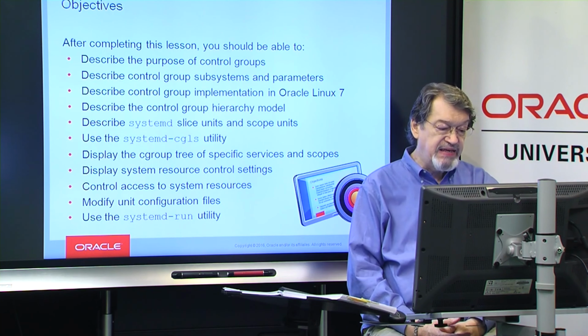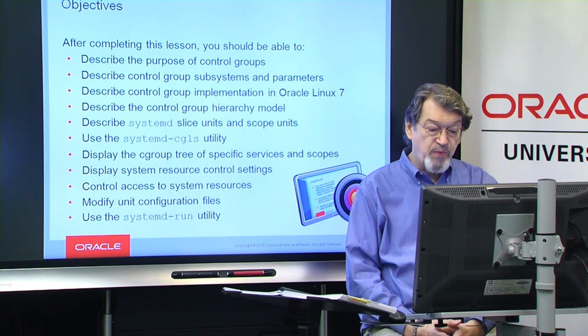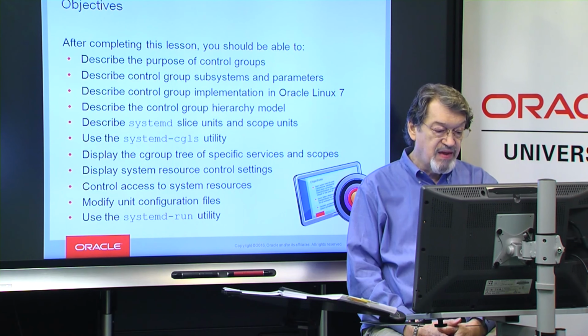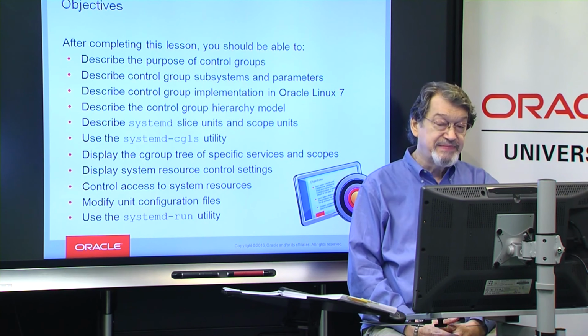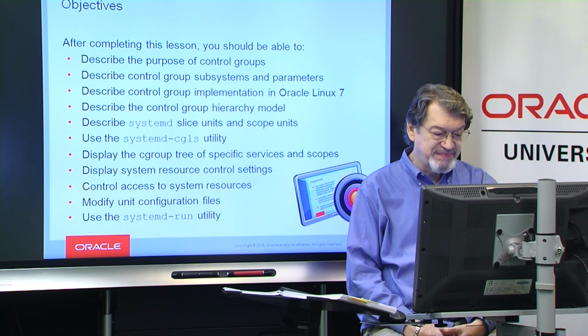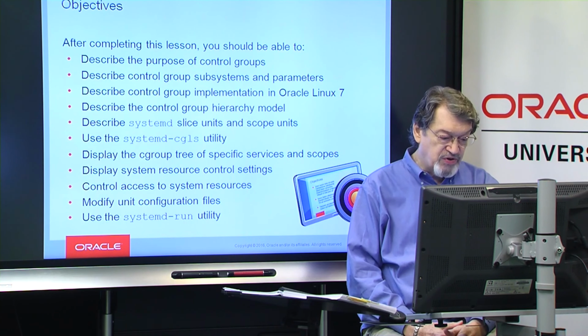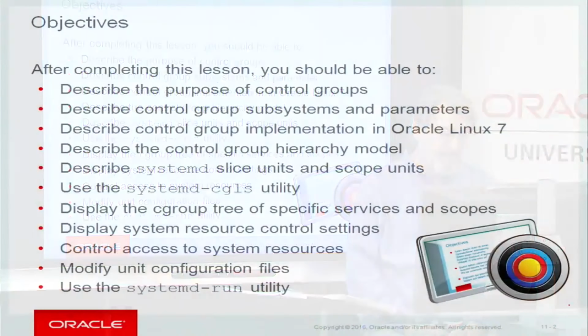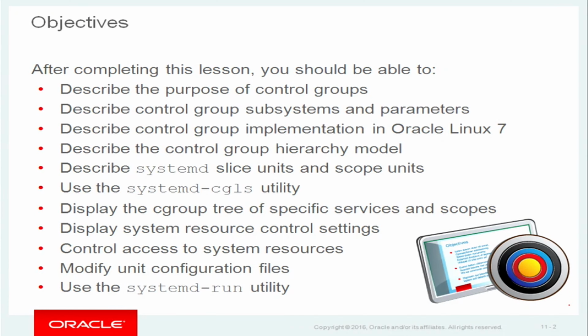We can take a look at the C group tree for specific services and scopes. We can display a myriad of system resource control settings. We can control access to system resources, which is what C groups is all about. We can modify the unit configuration files for the hierarchy that you define, and there is a systemd-run utility that gets used as well.